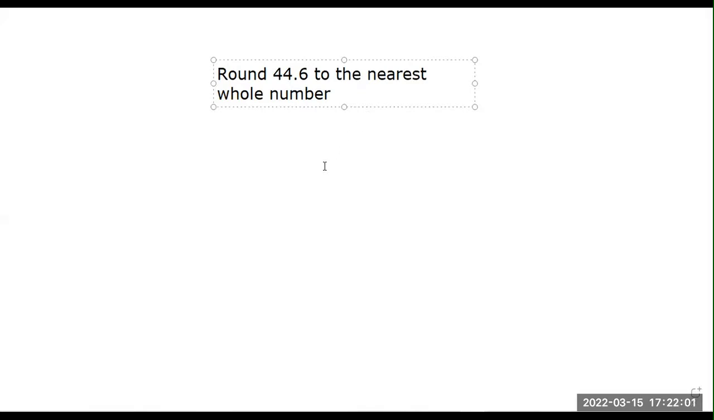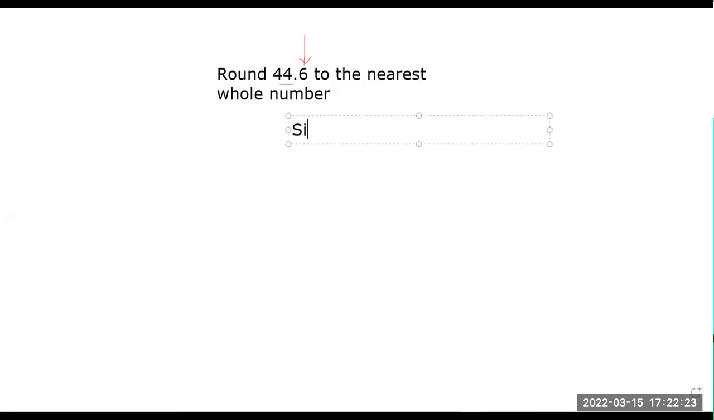Okay, so how would we do this problem? Well, let's round to the nearest whole number. So what would we look at? Well, we would look at the ones column first, which has the 4, and then we look to the right, which is the tenths column. So what would our explanation be?